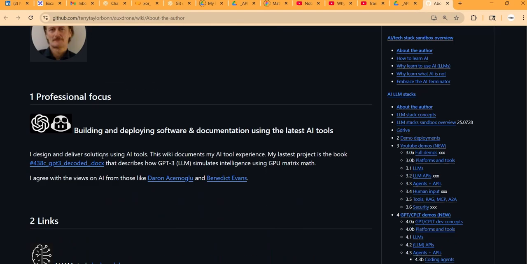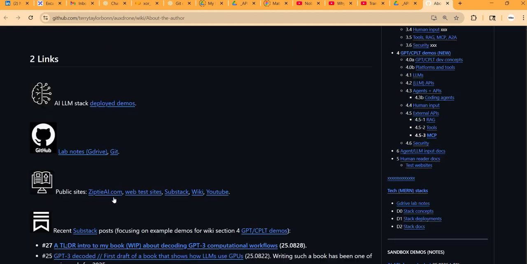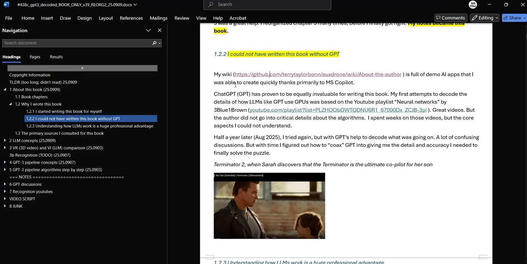Anyway, that's me and my professional focus. But here there's a link to my deployed demos, lab notes, Git. There's a whole lot of stuff on this wiki. And so my wiki is full of demo AI apps that I was able to create because of GPT.